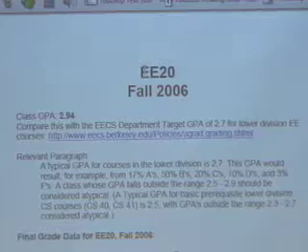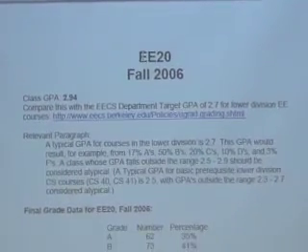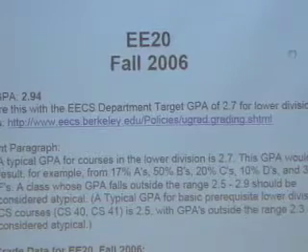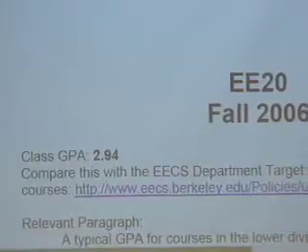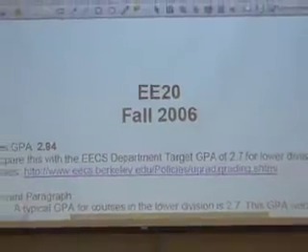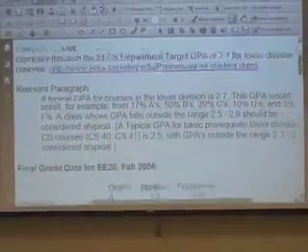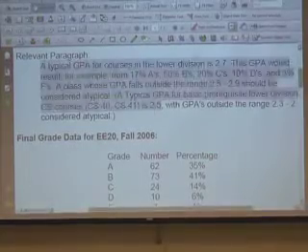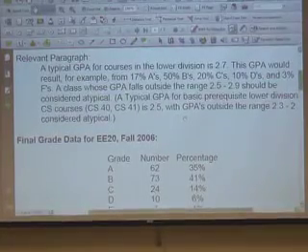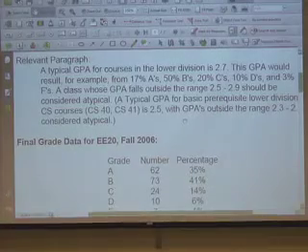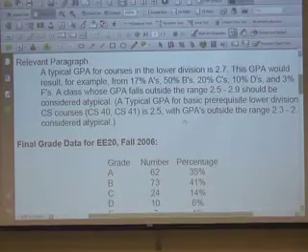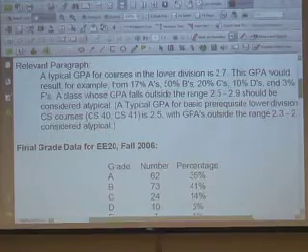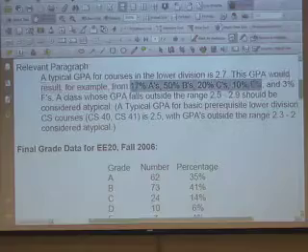I told you at the start of the semester that if you go to the EECS website and you type in grading policy, you'll come across a couple of pages that describe the guidelines that the department gives us in terms of what to do with grades. So here's the paragraph, right here. It says a typical GPA for lower division is 2.7, and they give a suggested distribution of grades. For example, 17% A's, 50% B's, and so on.